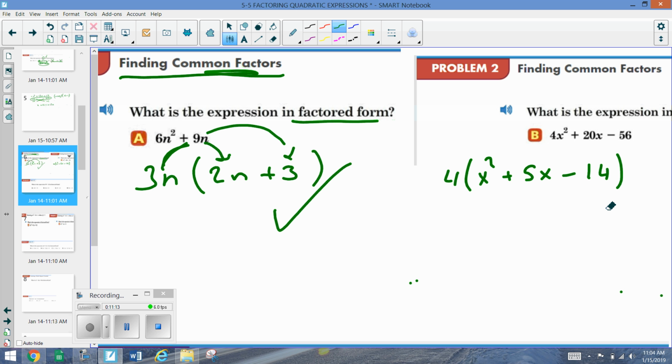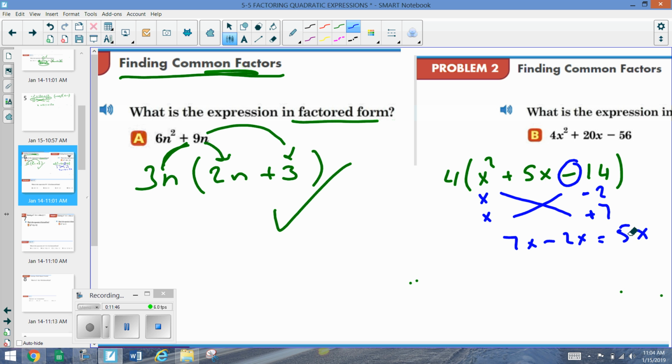Next, get back to the first type. So do the same thing. X, x. Yes? Oh, yeah, I see. 7, 2. Good job. Amazing. And then one of them positive, one of them negative because of this. Since this is positive, the bigger number is supposed to be positive. It's because we're adding 7x minus 2x equals 5x. That's right. And then it's right straight across: x minus 2, x plus 7.